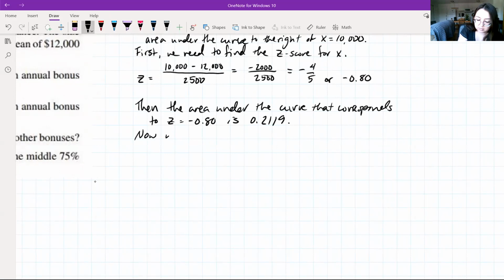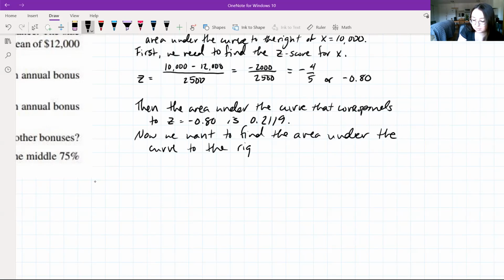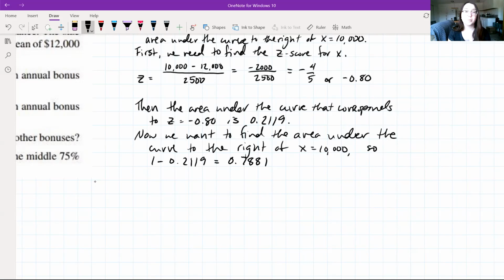Now, we want to find the area under the curve to the right of x equals 10,000. So remember, we take 1 minus the value under the curve, which was 0.2119, and we end up getting the value of 0.7881.